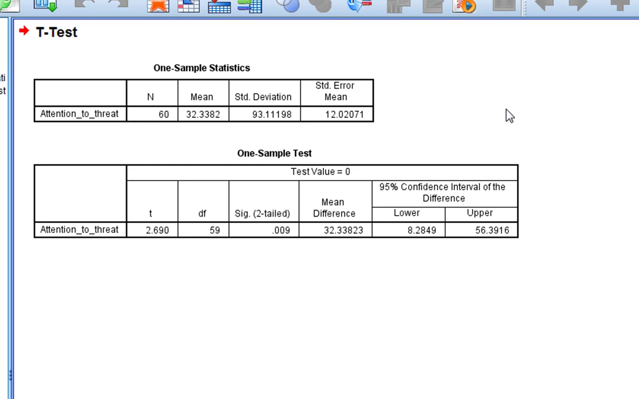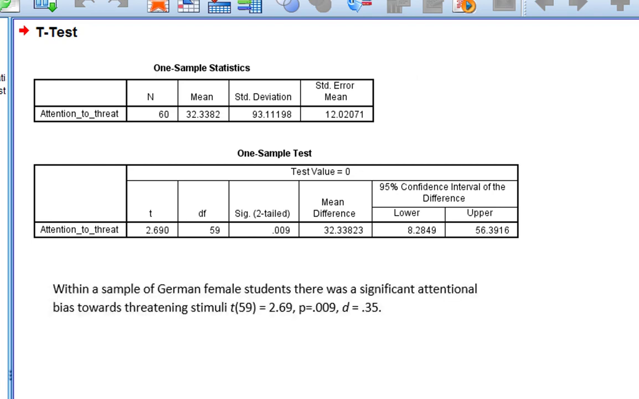Both of them are relatively straightforward calculations. I would argue the first one I'll show you is a little bit easier than the other, but there's not a lot between the two. All we need to do to calculate a Cohen's d for this is take the mean difference, 32.34, and then divide that by the sample standard deviation, 93.11. If you run that calculation, it'll give you a Cohen's d, reported to two decimal places, of 0.35. So we can say this is a small to medium effect size.